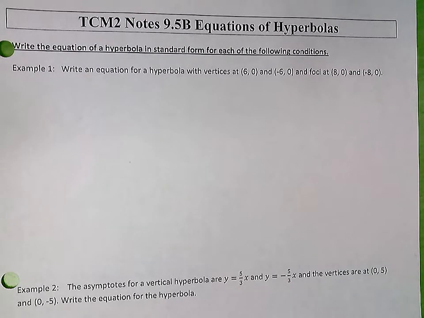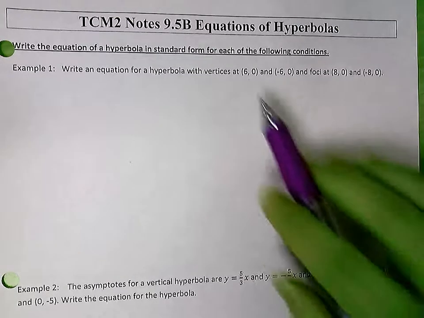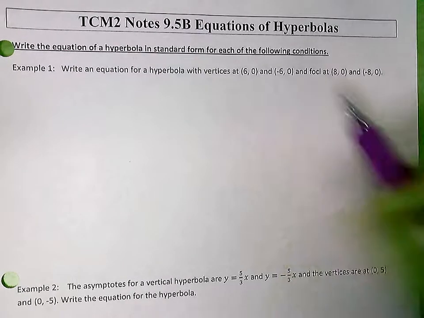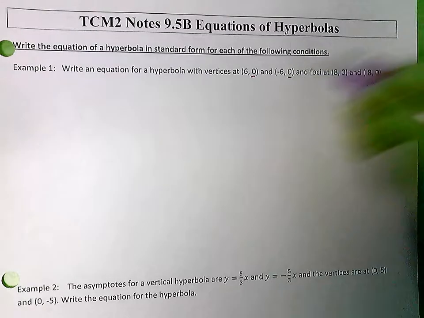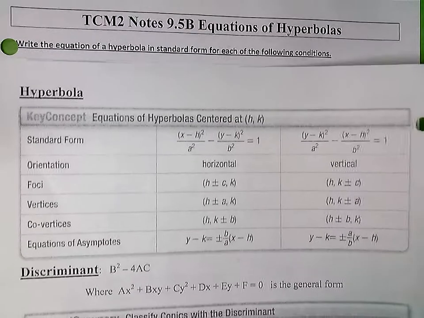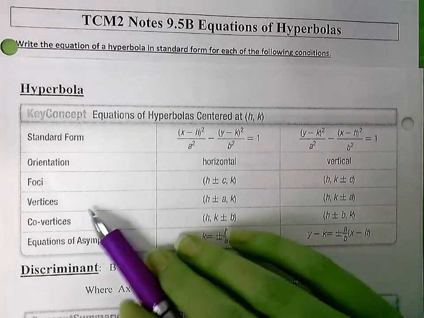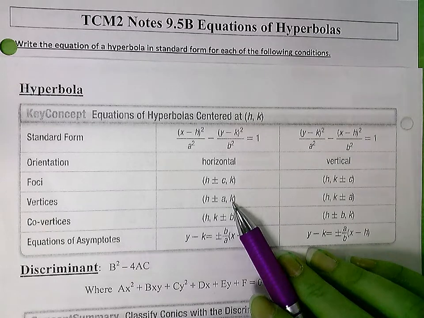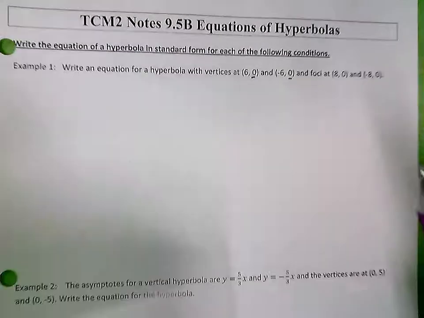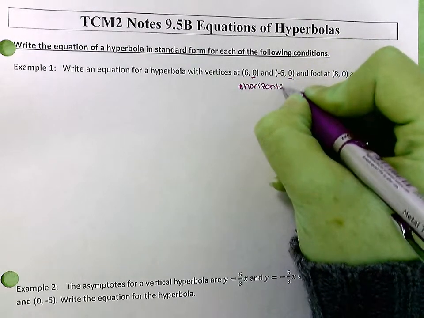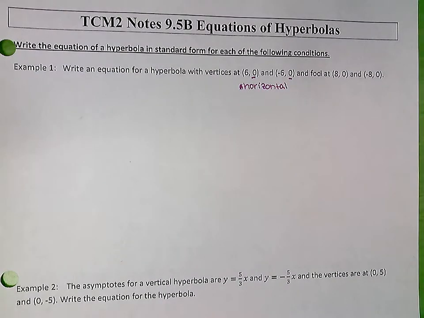So I'm going to look at my vertices, both of my vertices here, and I want to see which of those numbers, x or y, stays the same. So my y value stays 0. So I'm going to look at my chart, and I want to look for my vertices row and where my y value stays the same. Okay, so this would be horizontal.